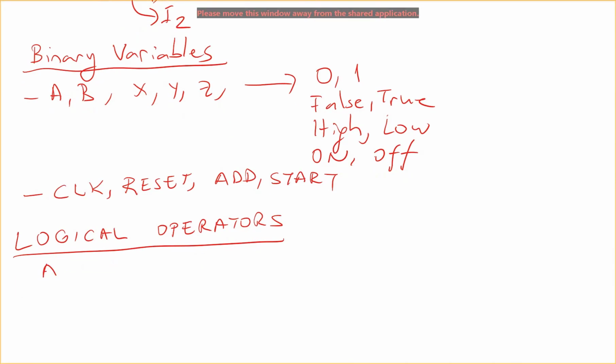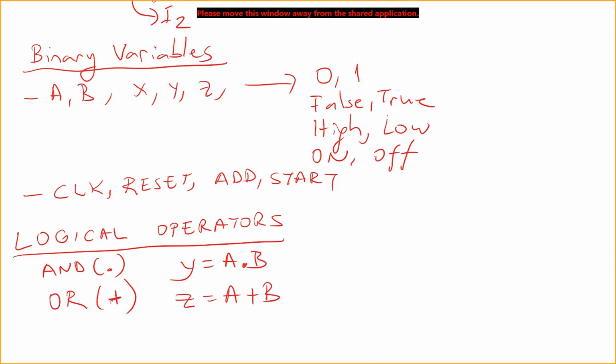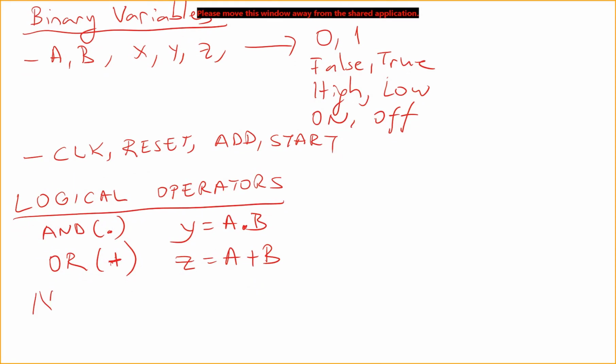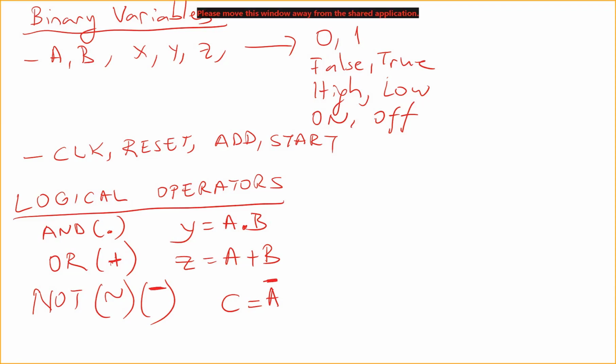So what are those? For example, the AND operator, right? We can represent it with a dot. So I can say Y is equal to A and B. Another logical operator is the OR operator, and I will represent this OR operator with a plus sign. So remember, this is an OR operator. It's not doing an addition. This is just a logical OR operator. Another logical operator is the NOT operator. I can represent it with a tilde or a bar sign such that I can write C is equal to A not, or you can just say C is equal to not A as well.